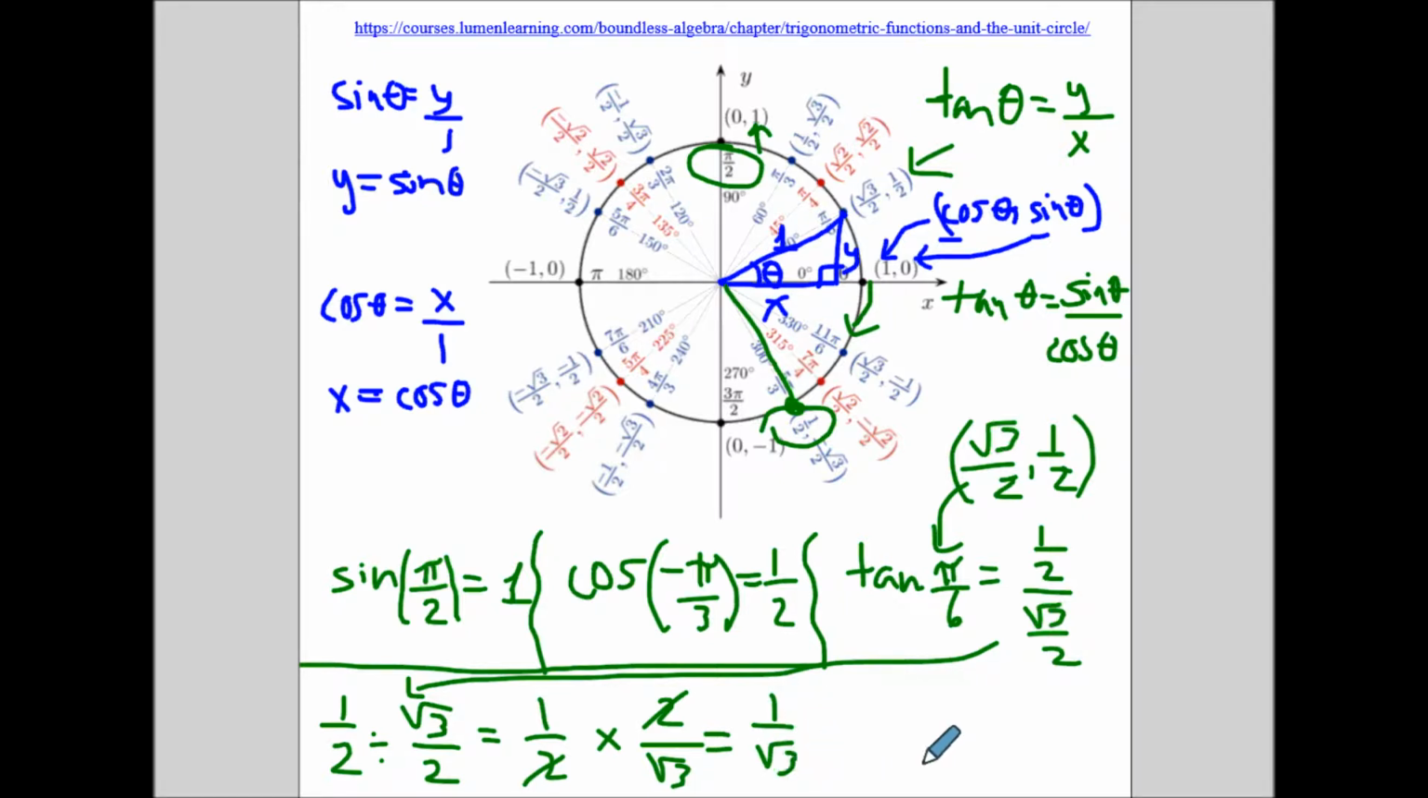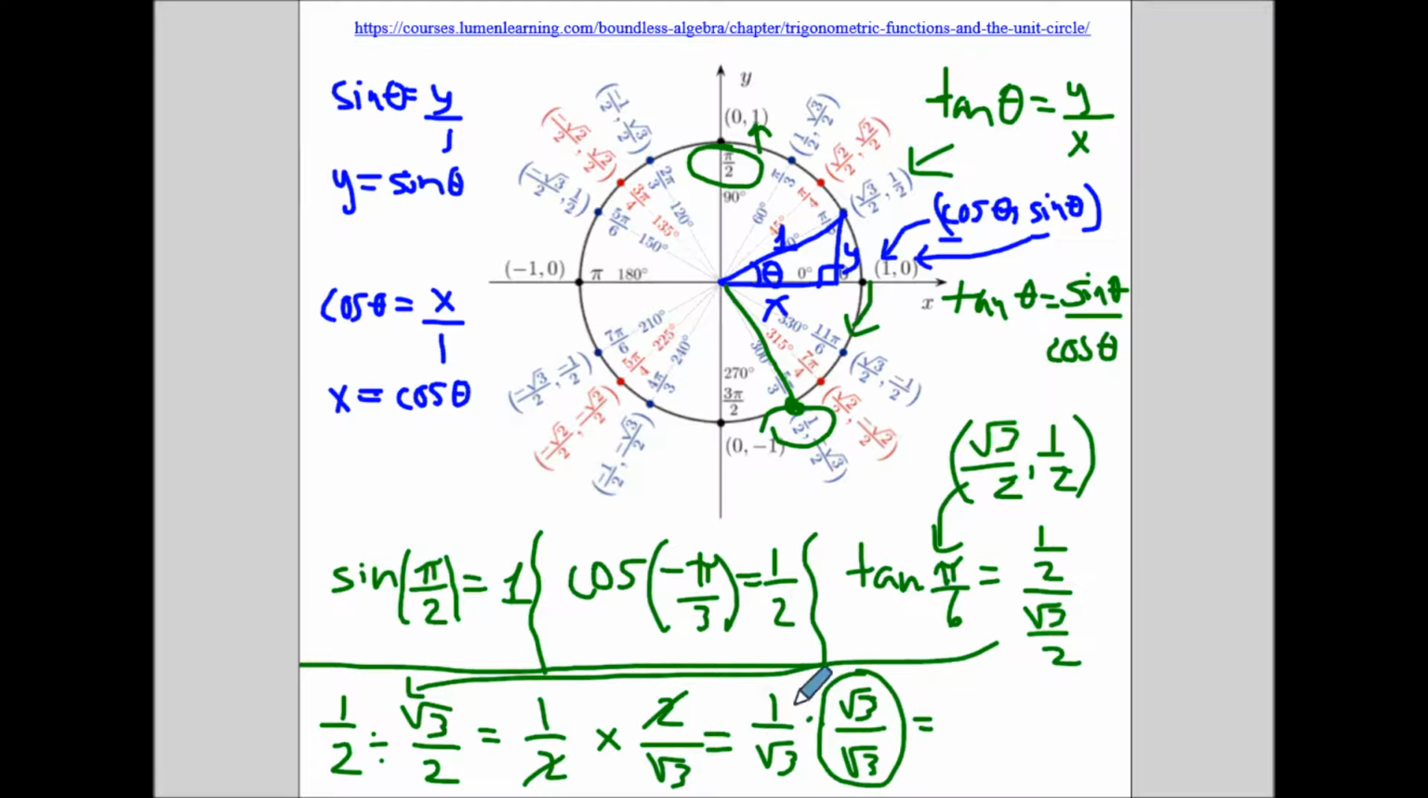But if you remember from the beginning of the year, what did we do when we had a square root at the bottom? We need to rationalize. So if you want to rationalize, you need to multiply by square root of 3 at the bottom. But if you do it at the bottom, you have to do it at the top. So it's like we're multiplying by 1. All of this here is equal to 1, so we're allowed to multiply by 1.